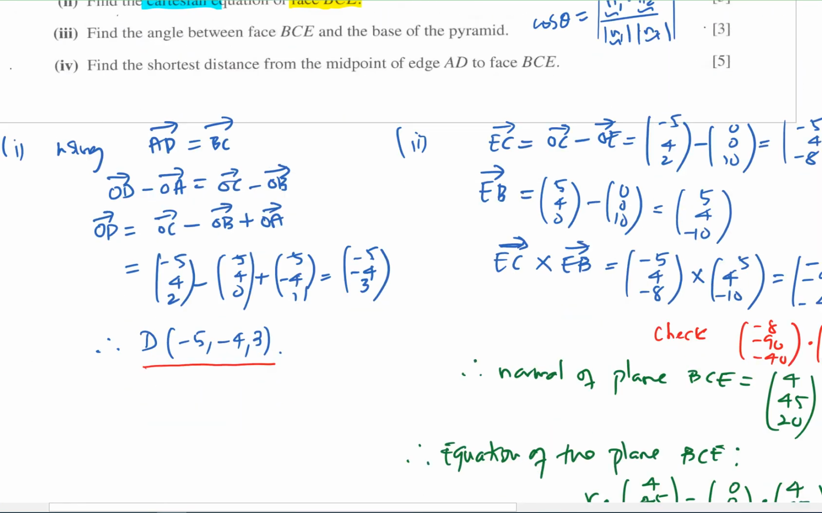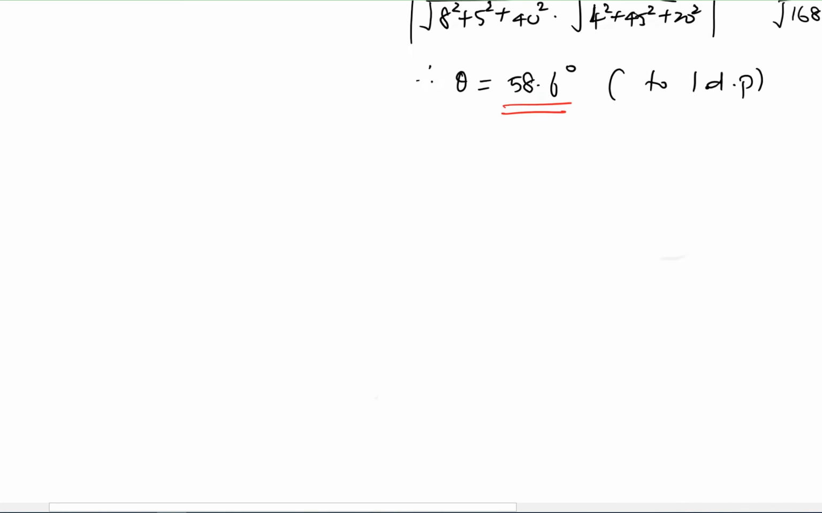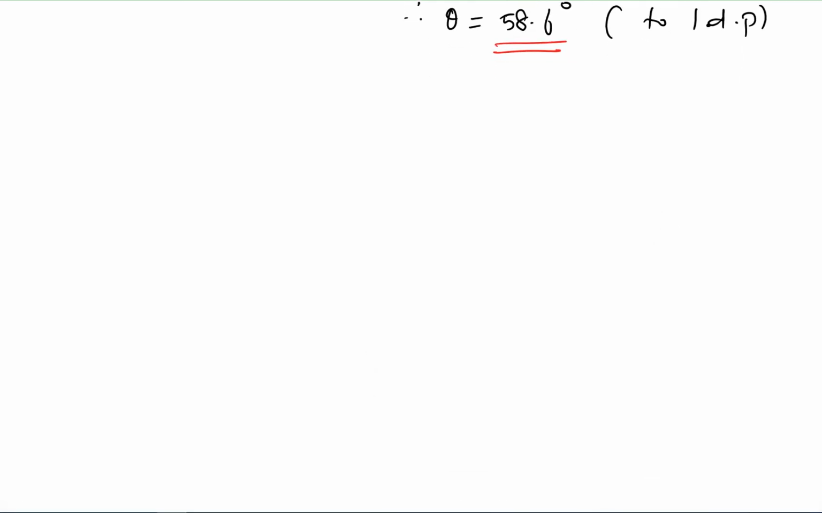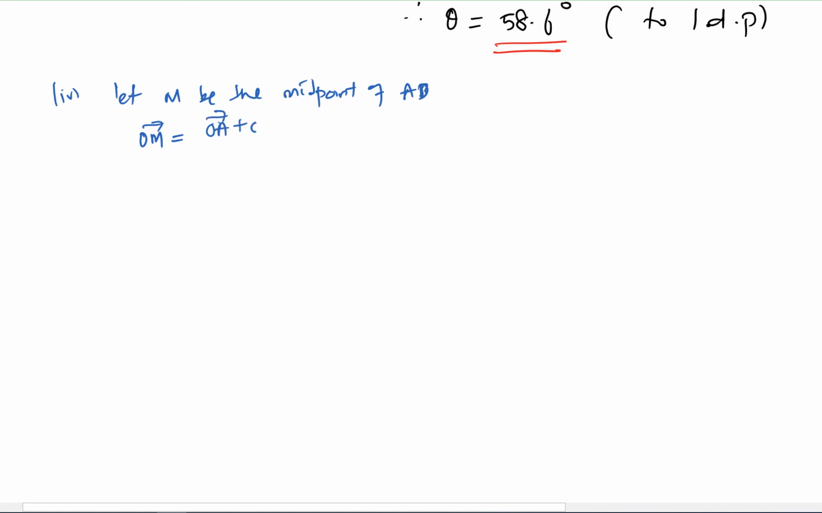I need to also find what is OM, because M is a midpoint, right? So I will use this space here. So quickly, we need to give it a name. So part 4, let M be the midpoint of AD. So okay, it's the presentation that is expected. So your OM will become OA plus OD, divided by 2, which will be 5, negative 4, 1 plus negative 5, negative 4, 3 over 2, which is 0, negative 4, 2.